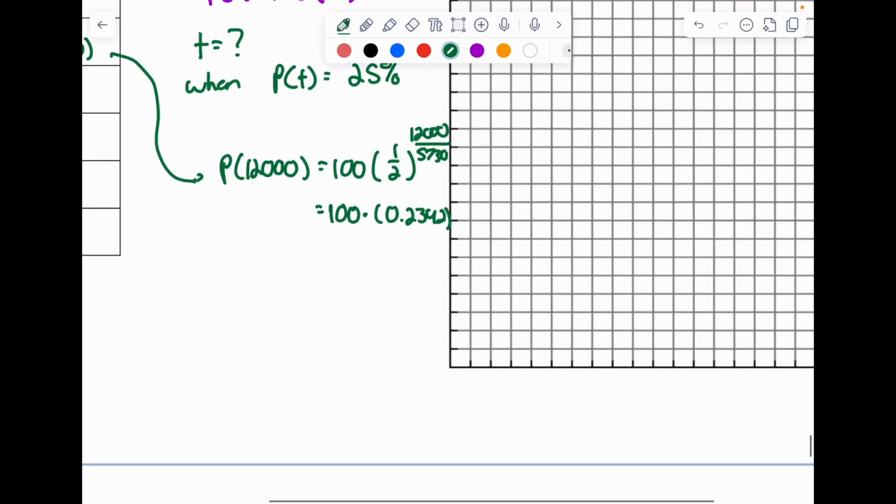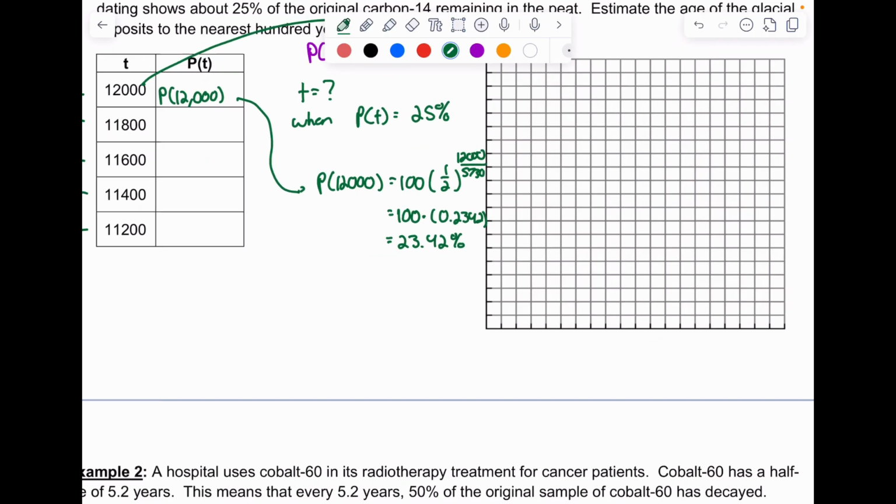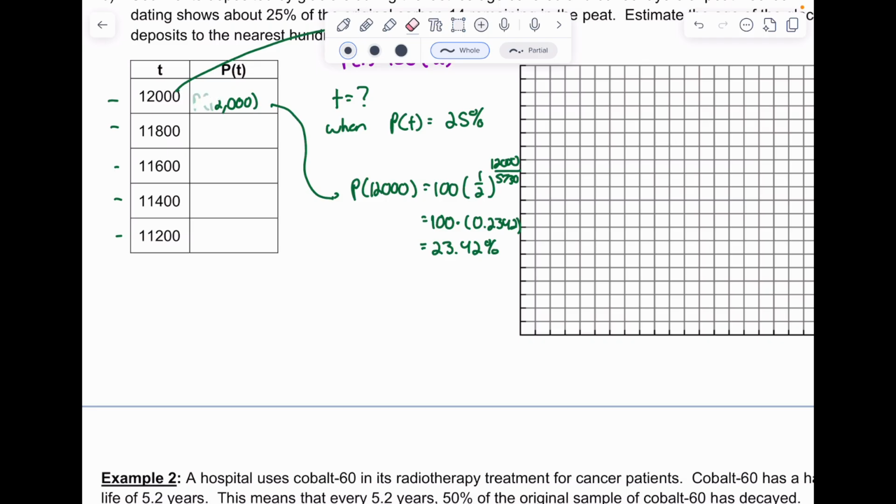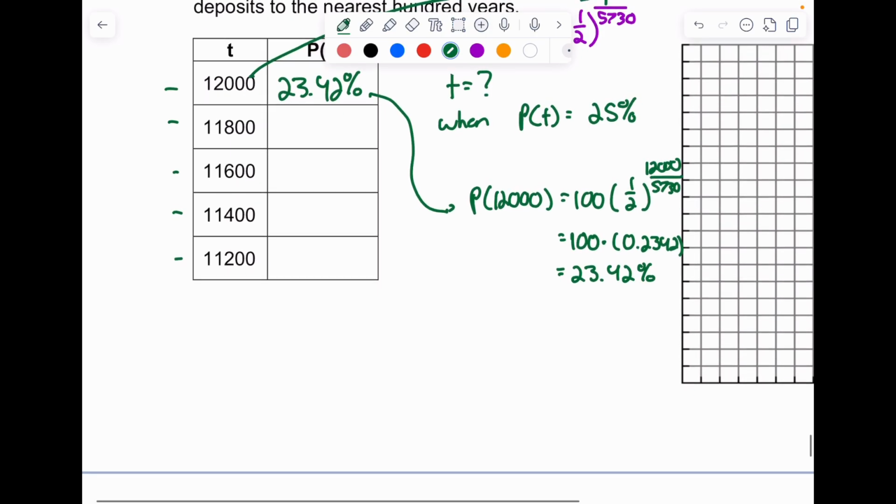And I get 23.42%. Okay, so that's not 25, okay? So this right here is 23.42%. So try that for each one, okay?